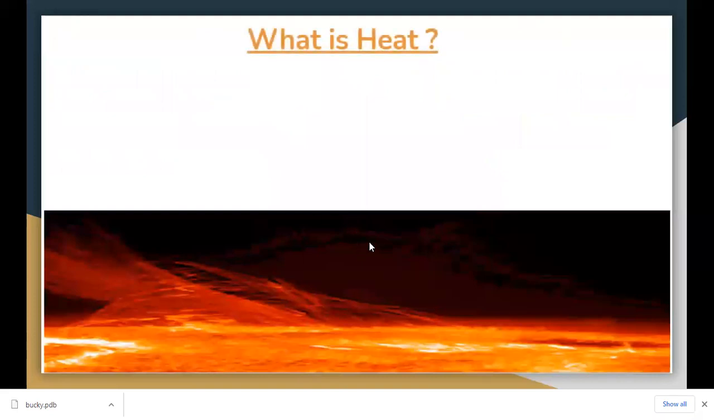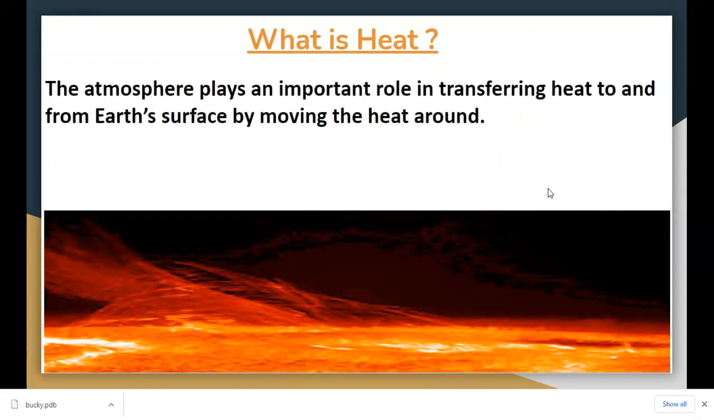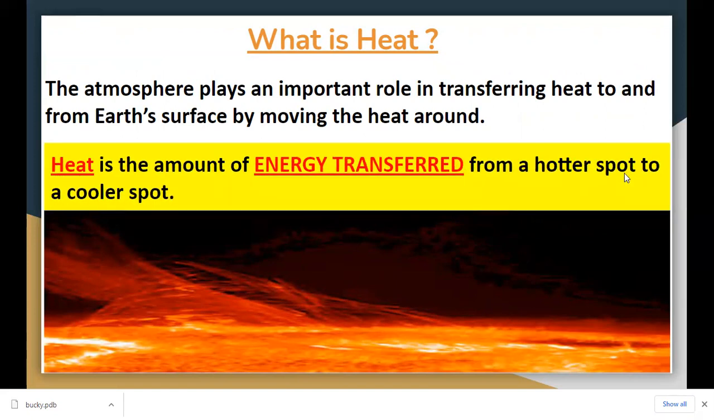What is heat? Do you ever think about what is heat? Well, the atmosphere plays an important role in transferring the heat to and from Earth's surface by moving the heat around. Heat is the amount of energy transferred from a hotter spot to a cooler spot. So that's what the definition of heat is. It's how much energy is transferred from one spot to another.